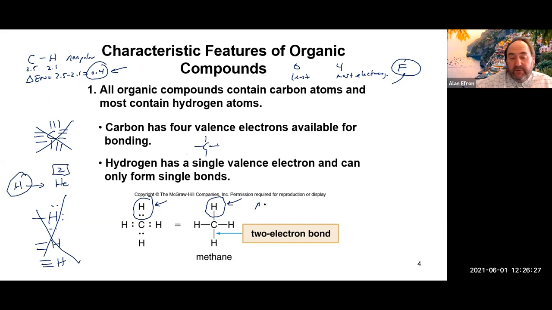This is the simplest organic guy you could have, which is 1 carbon and 4 hydrogens, and that is what is known as methane. Any questions on that there?